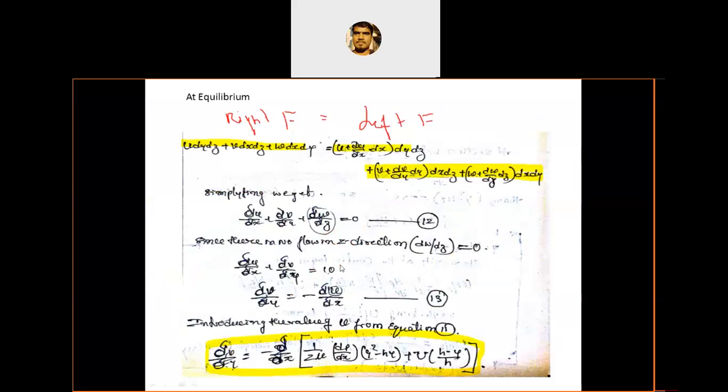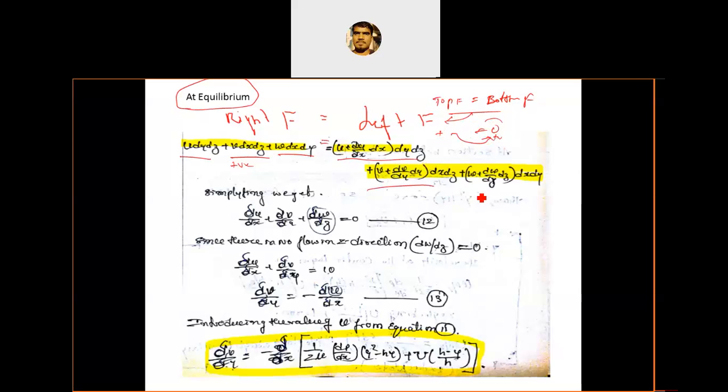At equilibrium, whatever the force, the right side is equal to the left side, and the top force is equal to the bottom force. So all the forces are in equilibrium. We can write this equation like this: u dy dz, v dx dz, and w dx dy. These are the positives, and these are in the opposite direction. That's why it is equal. Either we can equate it to 0 by considering positive and negative, or we can move the negative to this side and it becomes positive. That's why I wrote it like this.